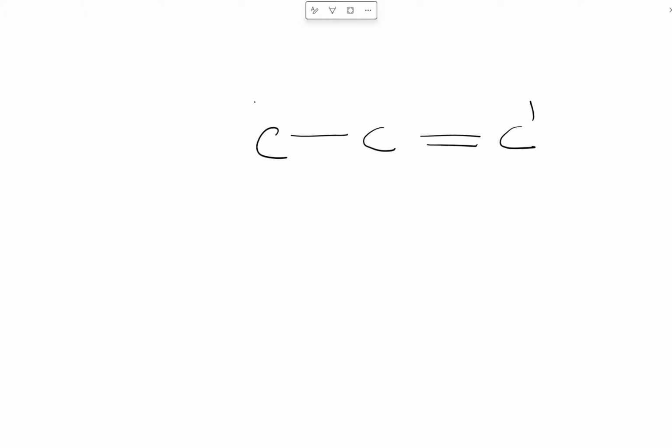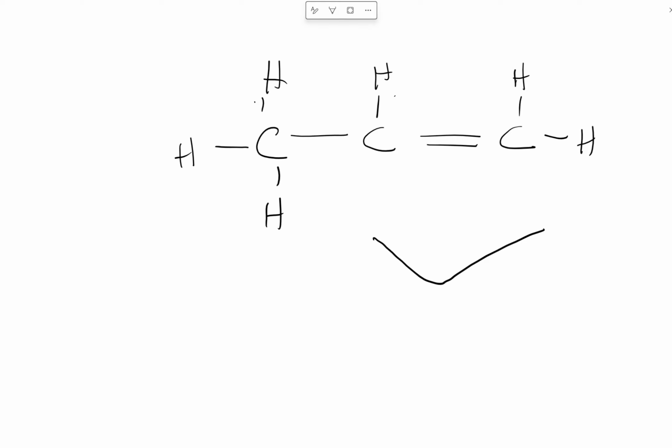Alright, so propene's general structure looks something like this: 3 carbons, 1, 2, 3. It has this one double bond there, and it's connected to some hydrogens. Let's put in all the hydrogens now. That is the structure of propene. For ease of drawing and ease of explanation, I'm going to be drawing propene like this. A simple structure like that.